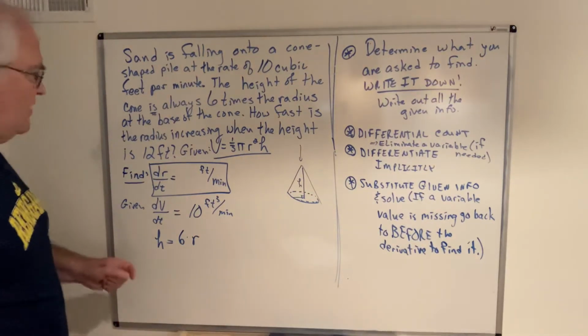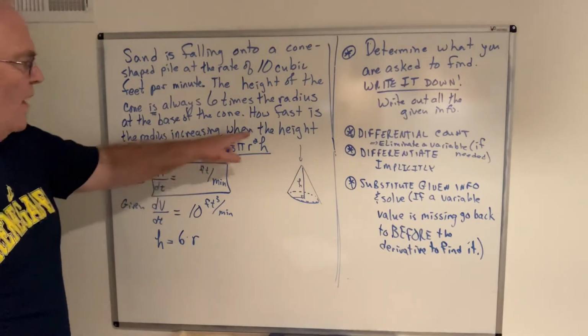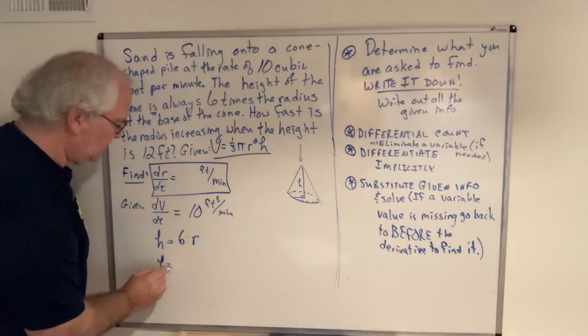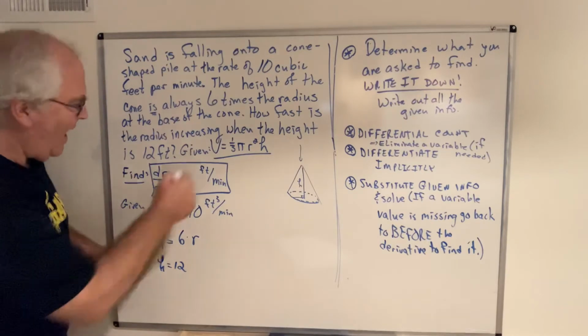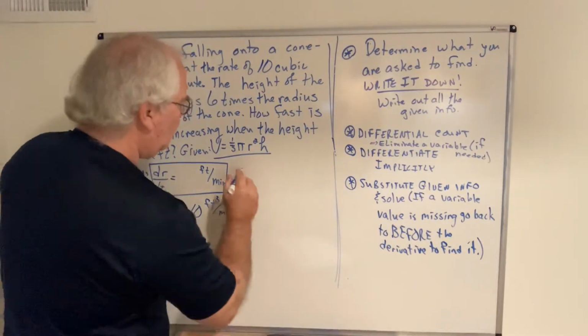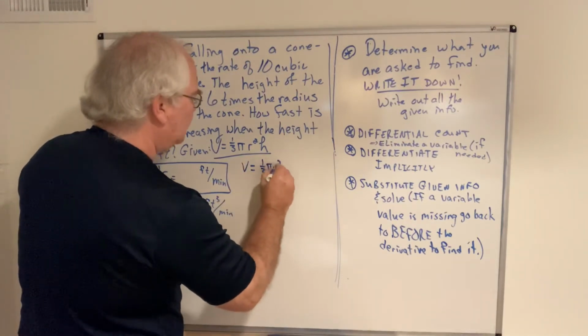And then the last piece of information is how fast is the radius increasing? That's what we're looking for when the height is 12 feet. So we're given h is equal to 12. And we're also given this, I'm going to erase my picture here. We're also given that volume is 1/3 pi r squared h.